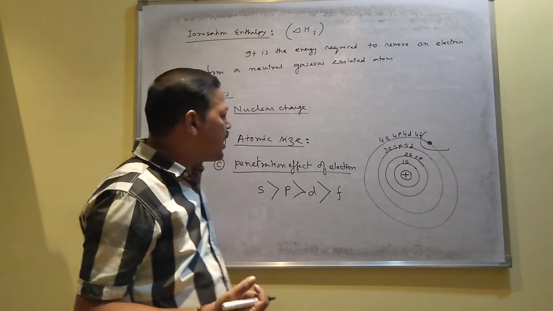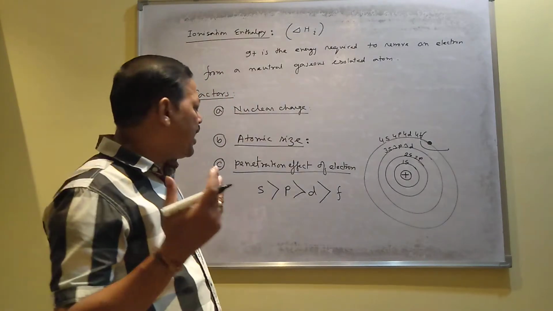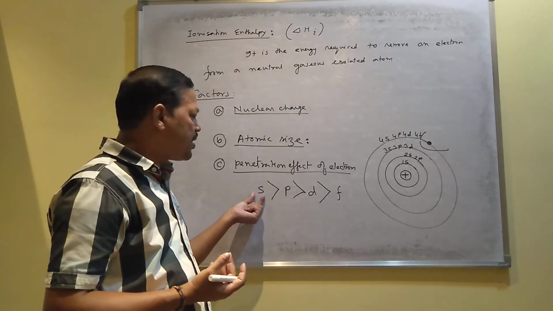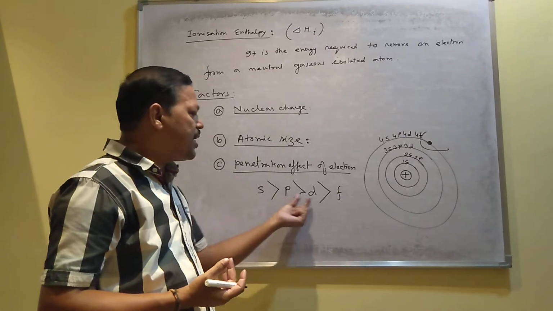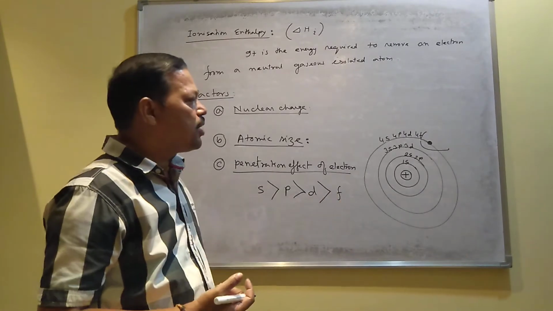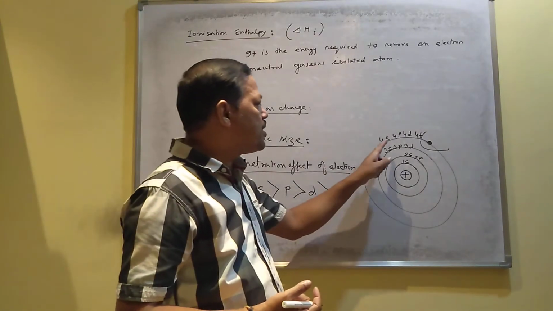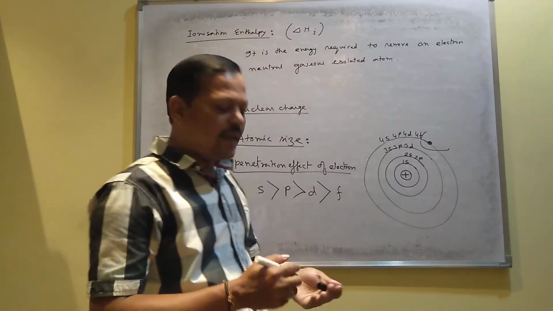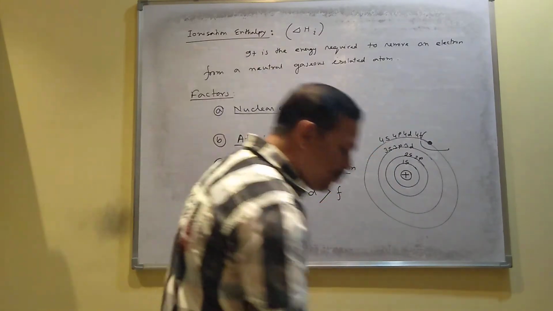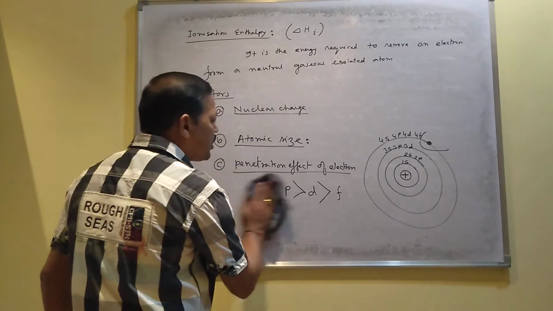So due to the spherical shape, s electrons are more penetrated by the nucleus than p, than d, than f. That is why it requires more energy to remove an electron from the s subcell. So this is called the penetration effect of the electron.